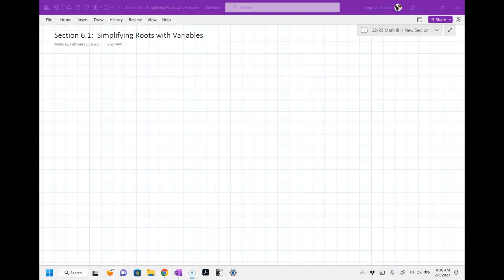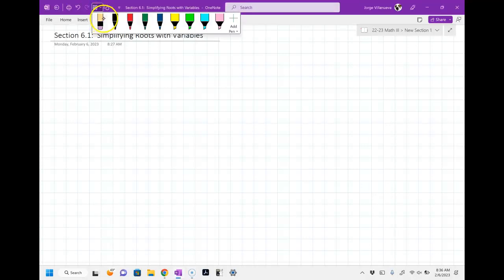All right, so section 6.1 is about simplifying roots. So like square roots, cube roots, they want us to simplify that type of stuff. And then eventually we're going to get into some of the stuff with variables. Okay, but before we do that, let's talk about some of the things you should know.